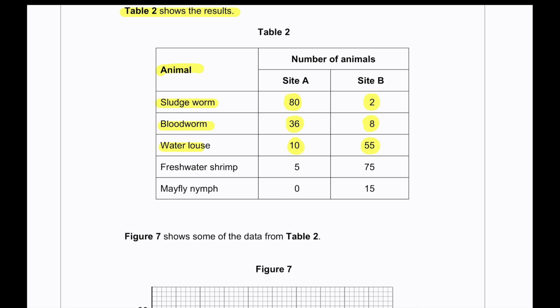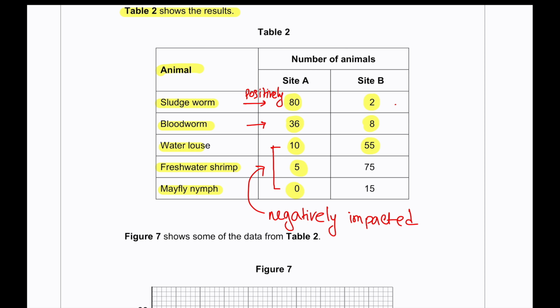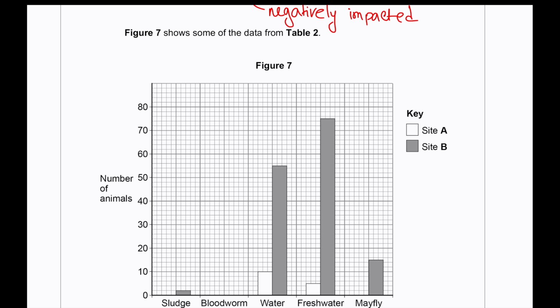We can say for the first two animals, their numbers were positively impacted by the introduction of sewage. Whereas water louse, freshwater shrimp, mayfly nymph, all of them were negatively impacted. So site B is down the stream, and when we see the number of organisms in site B has increased, that means we can easily say that the introduction of sewage negatively impacted them in the first portion, which is the site A.